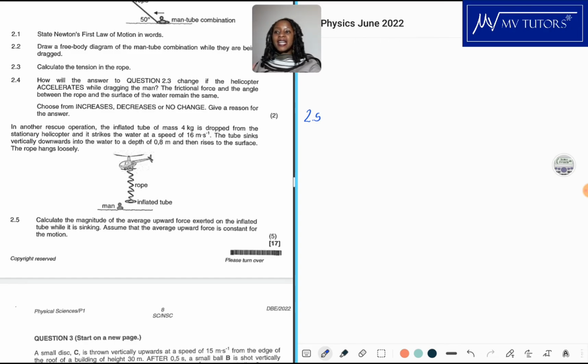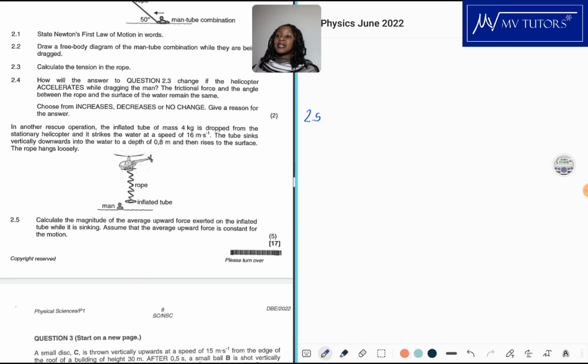So in another rescue operation, the inflated tube of mass 4 kilograms is dropped from the stationary helicopter. So now the helicopter is stationary, and this tube has been dropped. So still initial velocity is 0. And it strikes the water at a speed of 60 meters per second. The tube sinks vertically downwards into the water to a depth of 0.8 meters and then rises to the surface. So there is no tension because the rope hangs loosely.